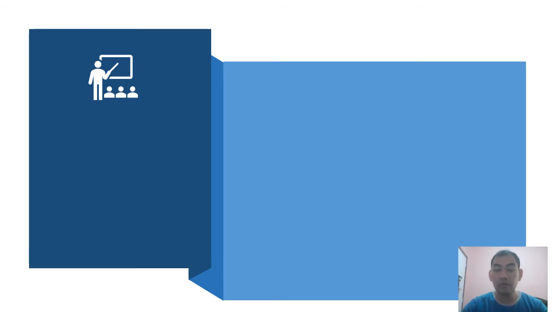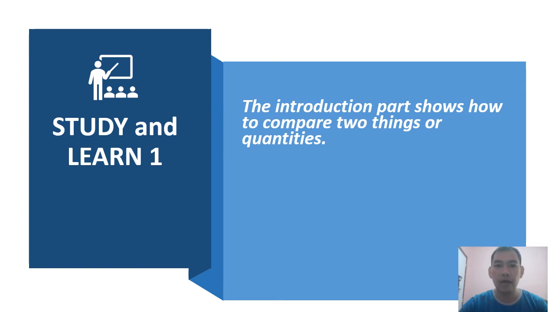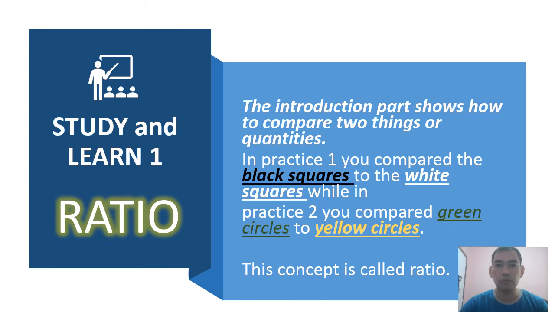Congratulations to those who answered correctly. Let's proceed now to study and learn number 1. The introduction part shows how to compare two things or quantities. In practice 1, you compare the black squares to the white squares, while in practice 2, you compare the green circles to yellow circles. This concept is called ratio.